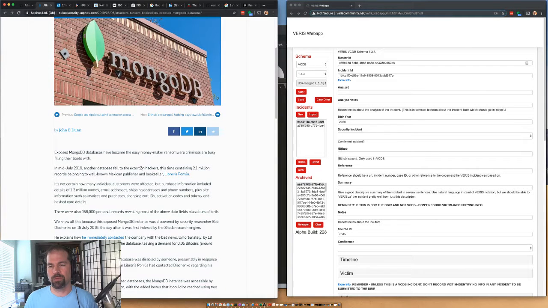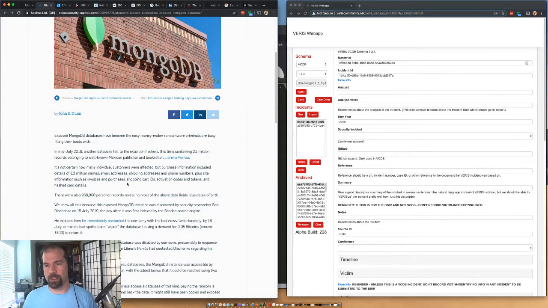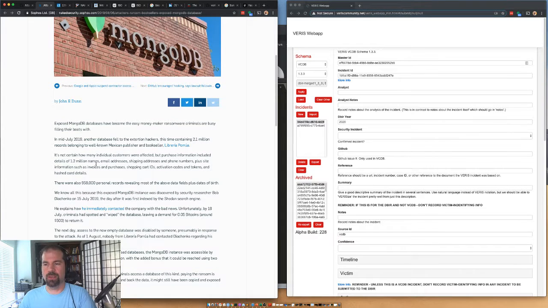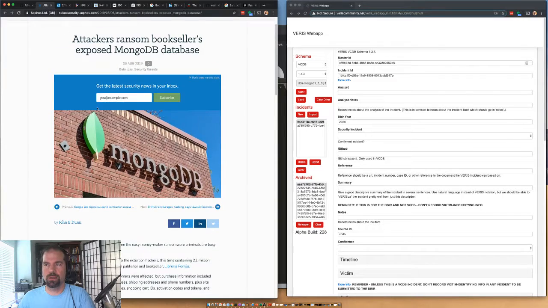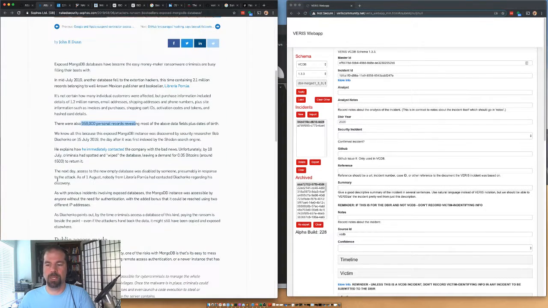Mid-July, another database fell victim to extortion. The database contained 1.2 million records belonging to a well-known Mexican publisher and bookseller. It's not certain how many individuals, customers were affected. But purchased information included details of 1.2 million names. So how did the ransom work? There are 950 records revealed. So clearly the news organization knows about what's in the database.